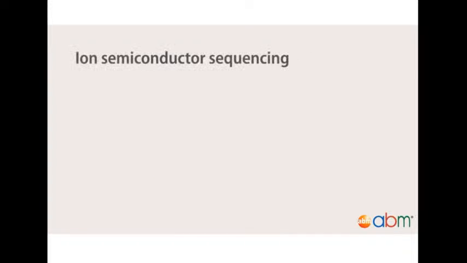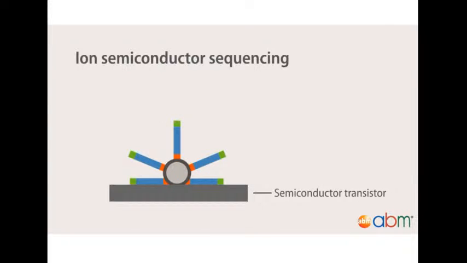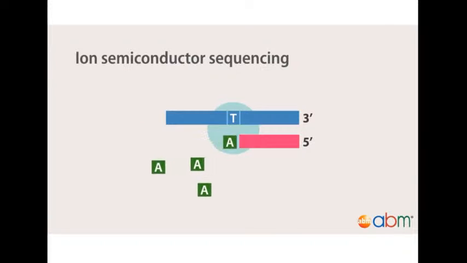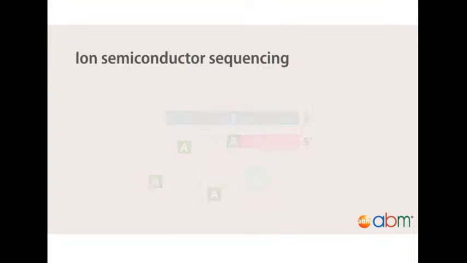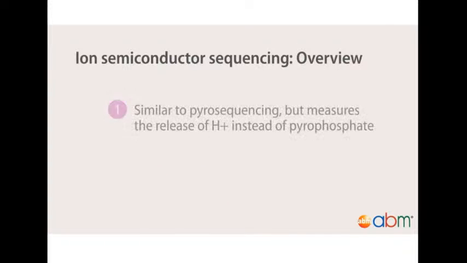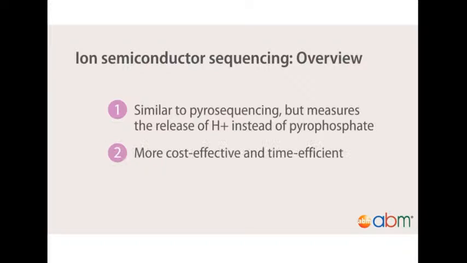Ion semiconductor sequencing utilizes the release of hydrogen ions during the sequencing reaction to detect the sequence of a cluster. Each cluster is located directly above a semiconductor transistor, which is capable of detecting changes in the pH of the solution. During nucleotide incorporation, a single hydrogen ion is released into the solution and it is detected by the semiconductor. The sequencing reaction itself proceeds similarly to pyrosequencing, but at a fraction of the cost. Please view our knowledge base for further details on ion semiconductor sequencing and the sequencing by ligation techniques.